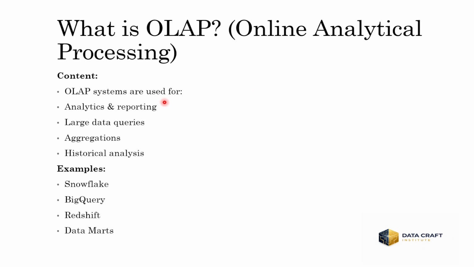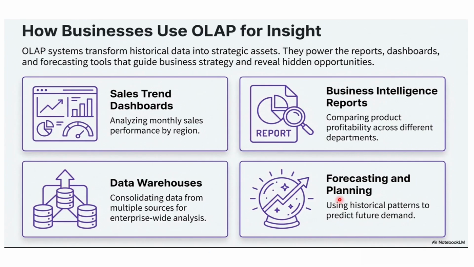Okay, so what are the characteristics? It is used for analytics and reporting. There are large data queries, aggregations, and historical analysis. Okay, generally used for historical analysis. Popular OLAP systems are Snowflake, BigQuery, Redshift, and Datamart. Okay, how businesses use OLAP for insight. So what are the use cases of OLAP?